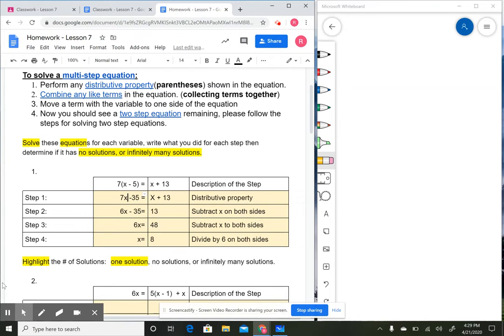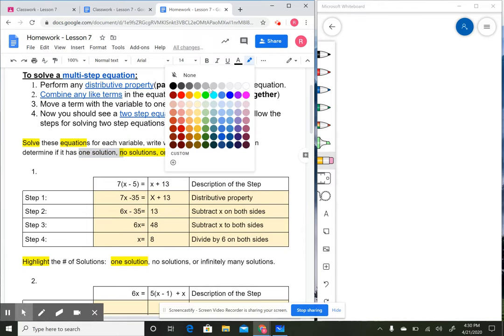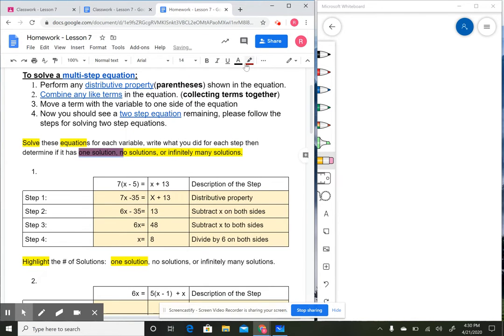How you guys doing? I'm here with the homework lesson 7 answer video. You can see that we're going to be solving these equations for each variable, write what you did for each step, then determine if it has one solution, no solutions, or infinitely many solutions.